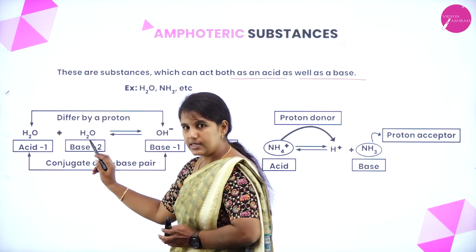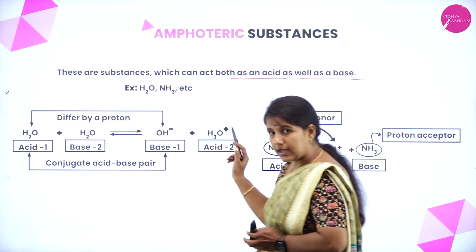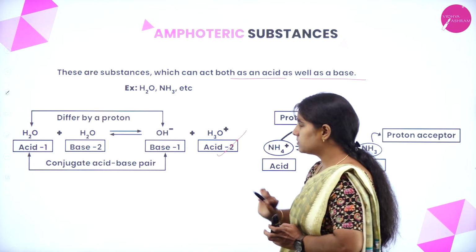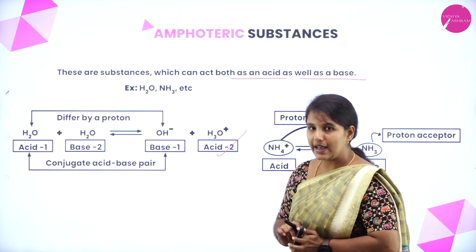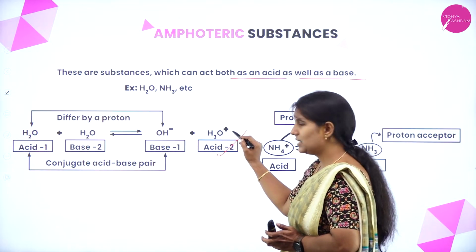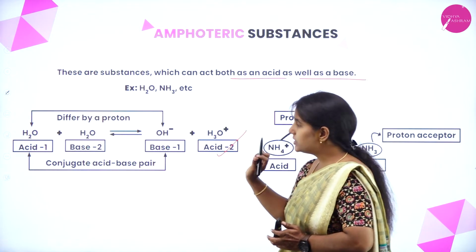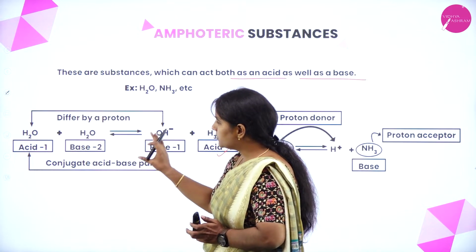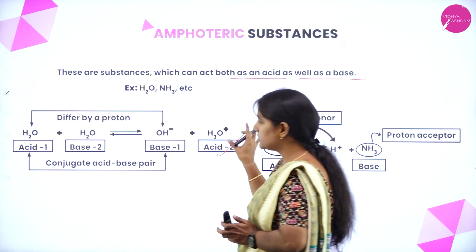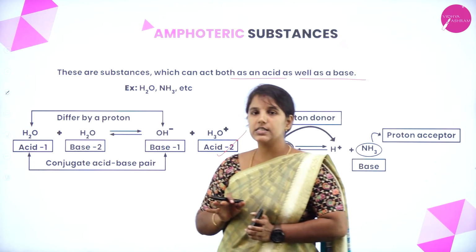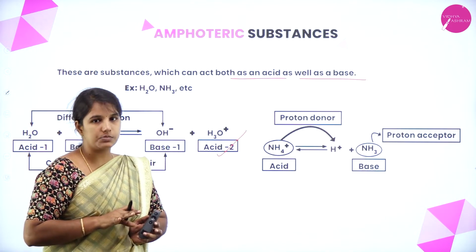Similarly, a base is a substance which has the capacity to accept a proton. Hence, it becomes a conjugate acid, the H3O plus ion. This is how water behaves like both an acid as well as a base. Hence, it is an example of an amphoteric substance.